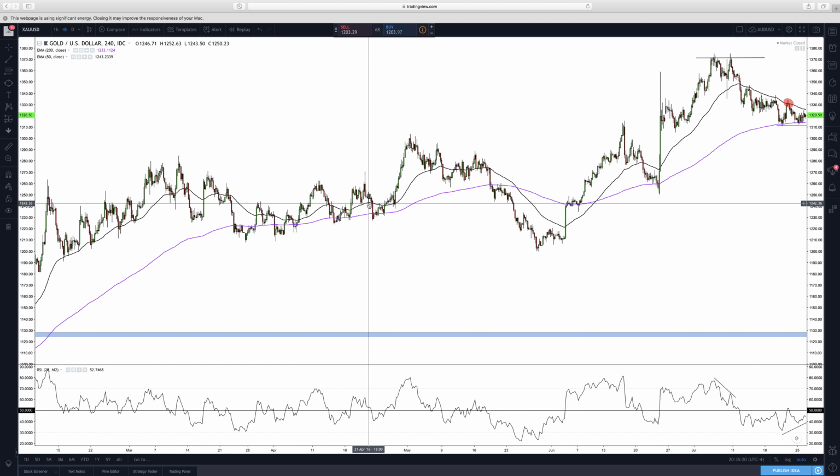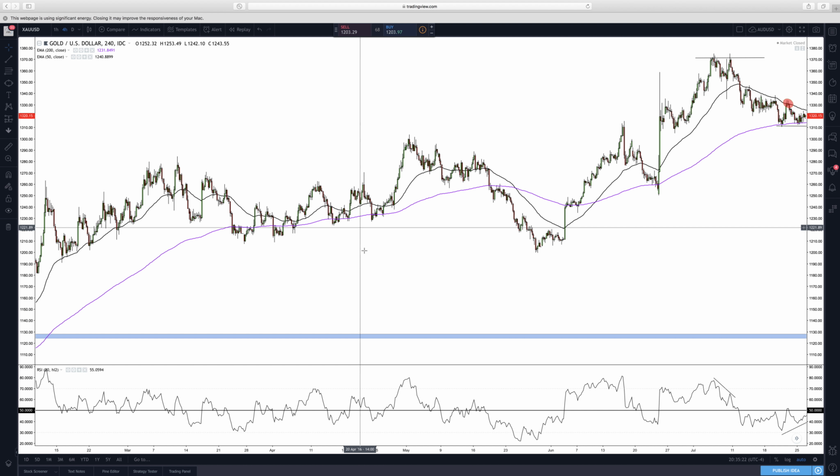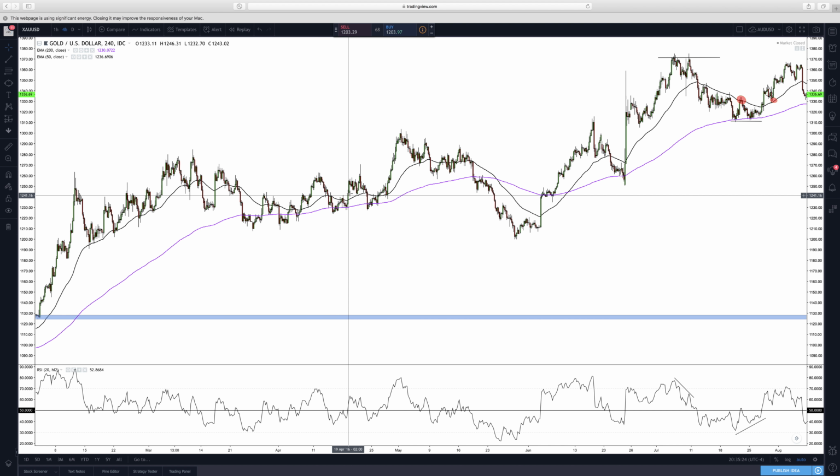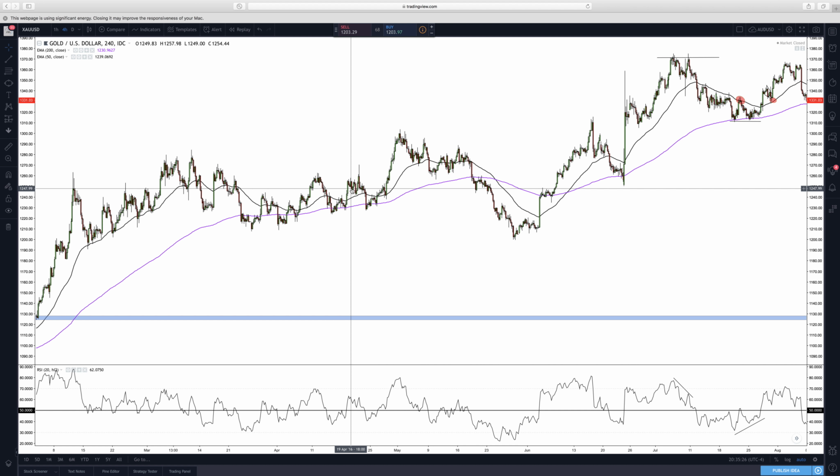You could see a little divergence happening here. This isn't really like a double top. This is more like a 1, 2.